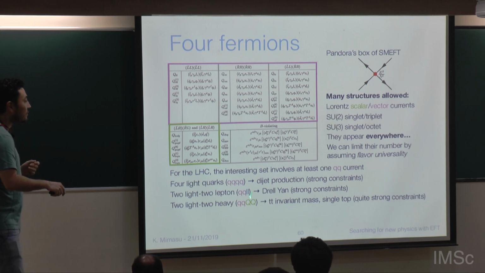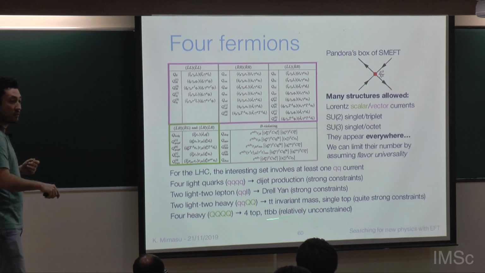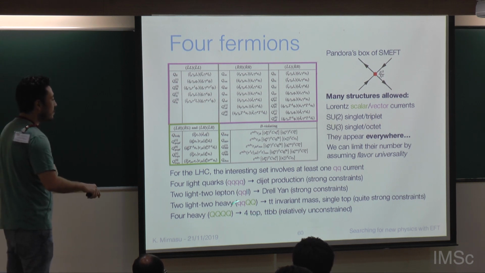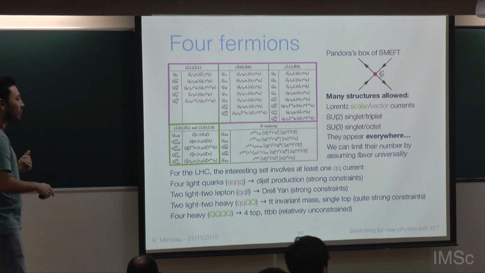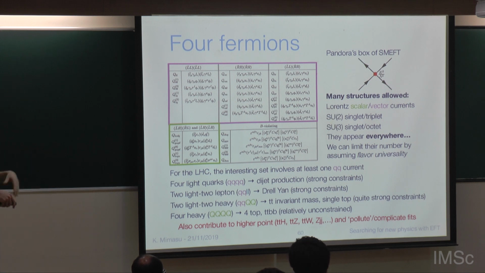Once you start breaking the flavor symmetry and adding specific couplings to the heavy quarks, then this would be, for example, t t-bar production or single top production, and even four heavy operators, so four top production, t t-bar b b-bar. These are relatively unconstrained because such measurements are not down to the standard model value yet; particularly four top has not been measured down to its standard model prediction yet. And they, of course, contribute to different higher-point processes, so t t-bar H, t t-bar Z, t t-bar W, all these kinds of processes that you were interested in measuring tend to have some contribution somewhere from a four-fermion operator.